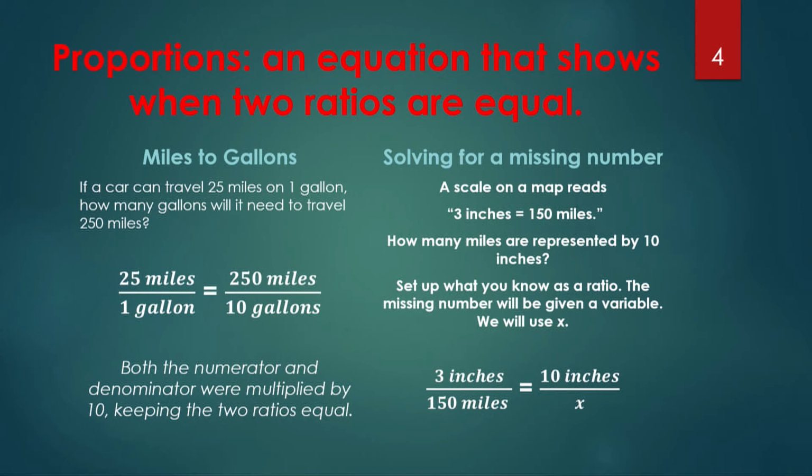So this is just an example for maybe you have a map that you're looking at, and they're telling you that 3 inches on the map equals 150 miles. Clearly, 3 inches does not actually equal 150 miles. It might be that that's on the key of a map. So they're trying to tell you that 150 miles is represented by 3 inches. We want to know if you see 10 inches on that map, how many miles is that?